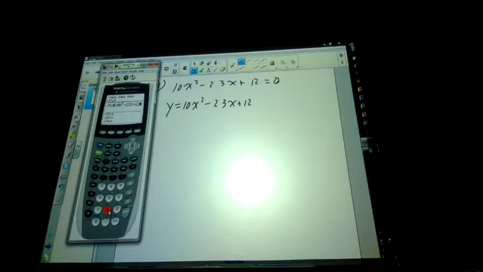3 different things could happen before we graph it. It doesn't have to cross the x-axis. If it doesn't cross the x-axis, you don't have any real solutions. It could touch the x-axis once, which would mean the vertex is on the x-axis, which means you have 1 solution. Or it could cross the x-axis twice, and if it crossed the x-axis twice, we have 2 solutions.